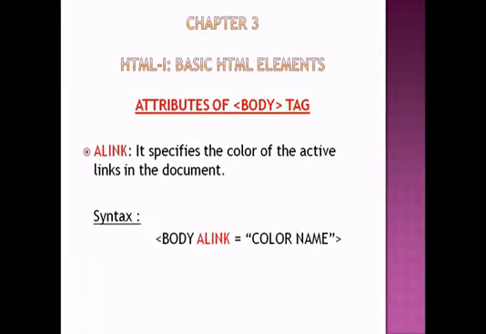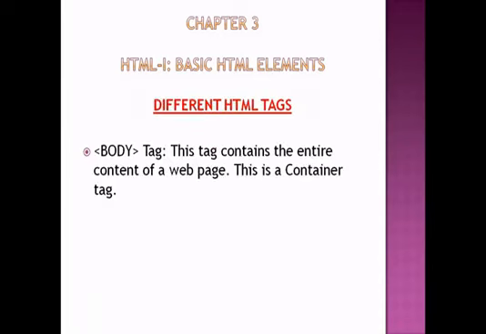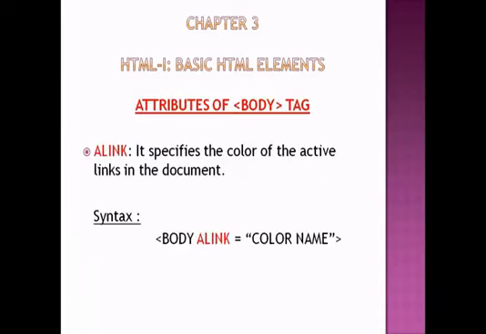Now, we are going to learn some different attributes of the body tag. We have already learned what a body tag is, and it is a container tag. In my previous class, I have already told you that an attribute is normally used to provide some additional information about the element. And an attribute is always used with the start tag, not with the end tag. So as we are going to learn about the different attributes of a body tag, those attributes will always be used with the starting body tag, not with the ending body tag.